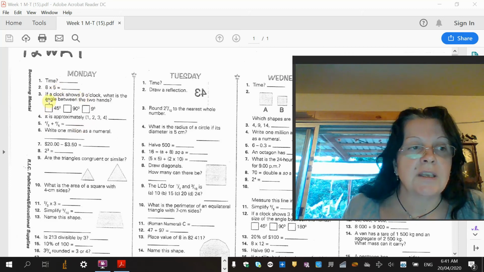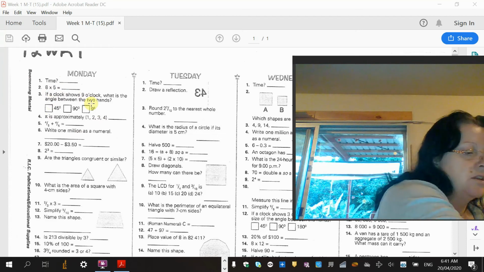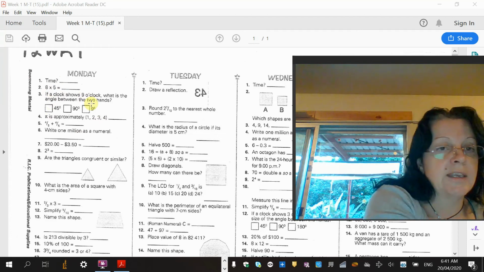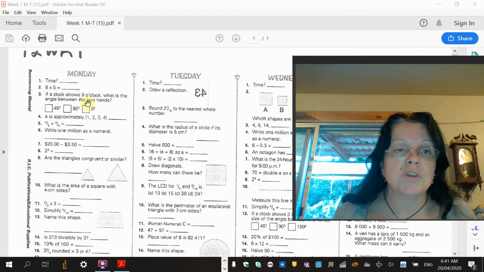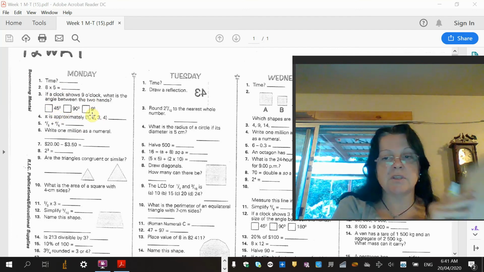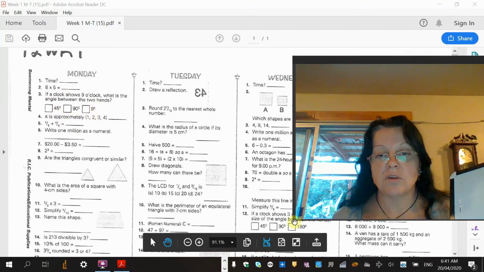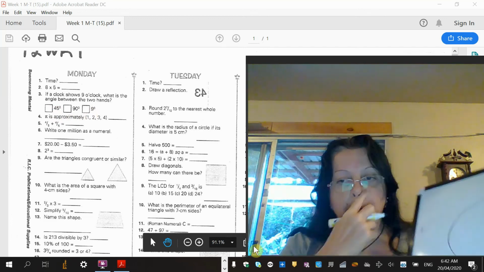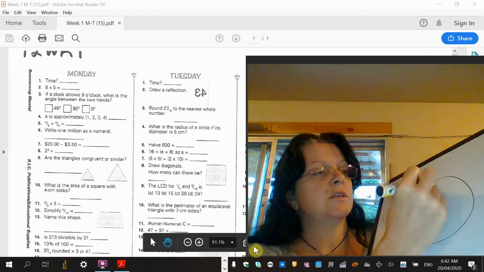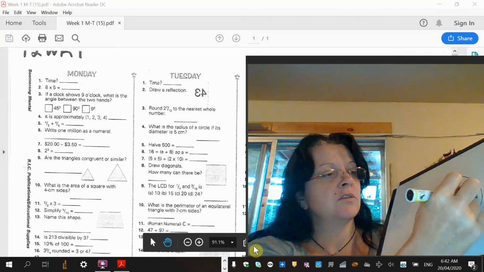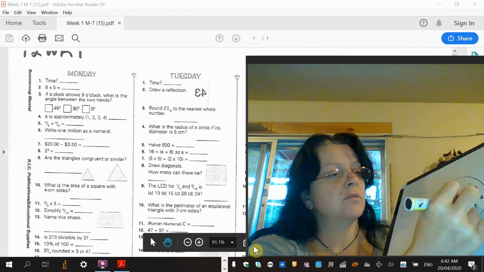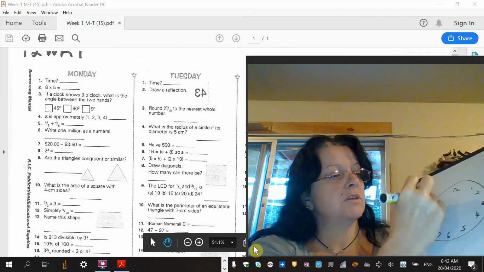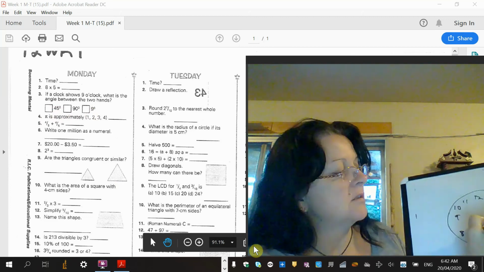Okay, number 3. If a clock shows that it's 9 o'clock, well, let's say 9 a.m., is the angle between the two hands of the clock 45, 90, or 9? So let's very quickly draw the clock so I can explain this to you. We're going to be doing angles this term. There's our clock face, and I'll just very quickly draw 12, 6, 3, 9, 1, 2. That's a really quick way to draw a clock face in the middle.